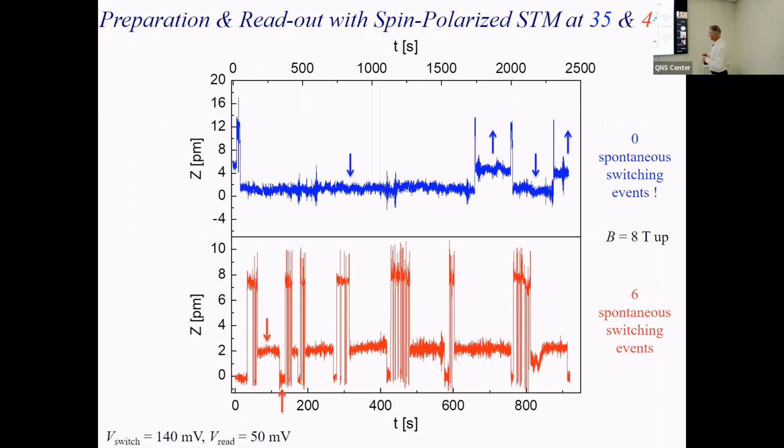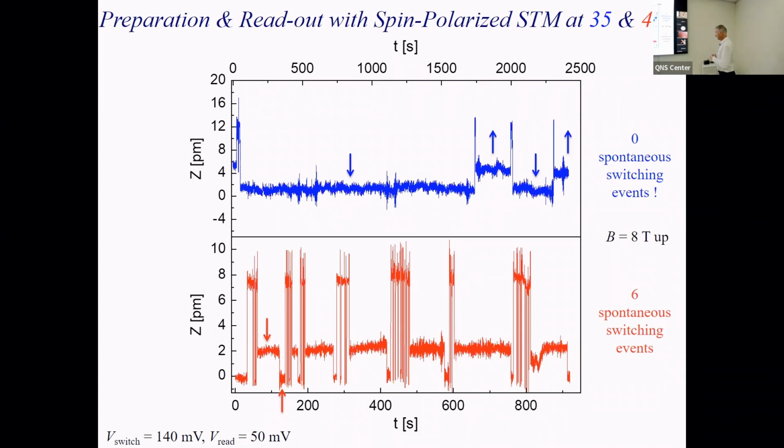And once the atom switches, the magnetization points up. And you see there's a difference in apparent height, which is roughly 3 picometers or so. And that's due to the fact that it's like a tunnel magnetoresistance effect. It's a tunnel junction where one of the electrodes switches its direction.